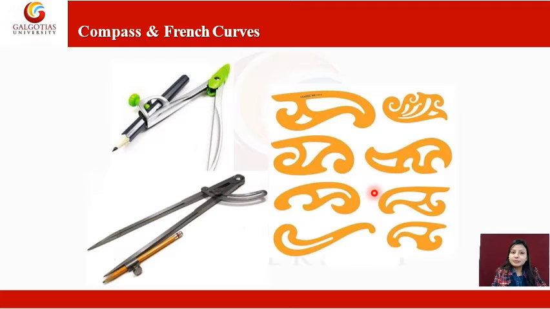The shapes are segments of the Euler spiral and clothoid curve to draw smooth curves of varying radii. So these radii are different and these French curves are used for the curve. And this compass makes circles of different radii and different arcs.